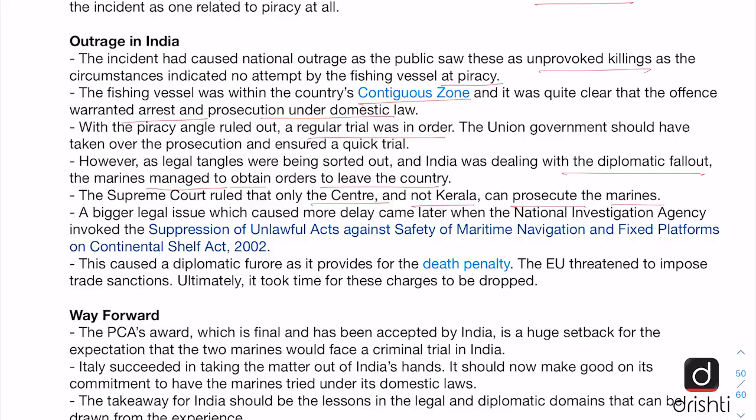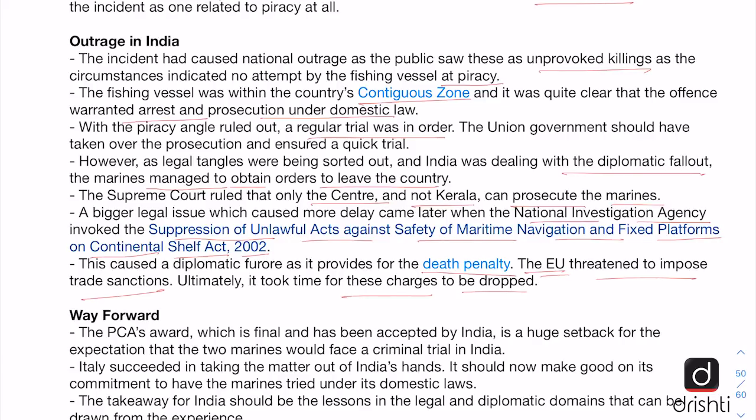A bigger legal issue was caused when the National Investigation Agency was involved in the probe, and it invoked the Suppression of Unlawful Acts Against Safety of Maritime Navigation and Fixed Platforms on Continental Shelf Act 2002, as this law provided for death penalty. And this created sympathy for the Marines, not just in Italy but also in the European Union, which then threatened to impose trade sanctions on India. And finally, these charges were dropped. So, by filing these charges and later on dropping these charges, India only weakened its position in the case.